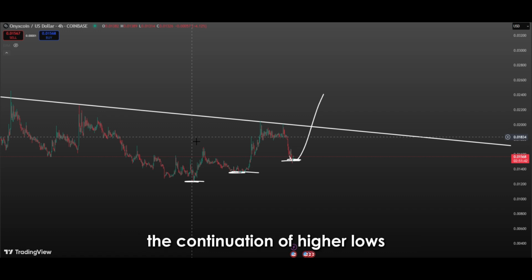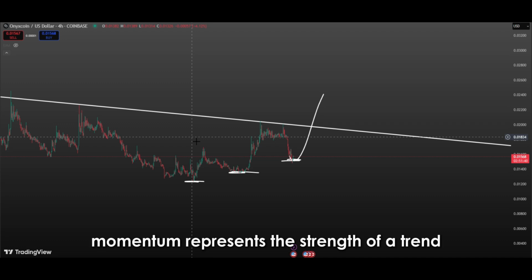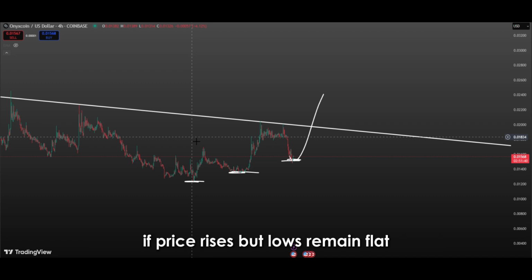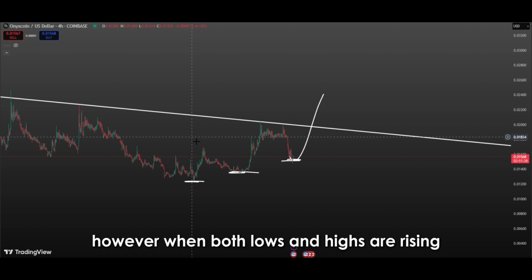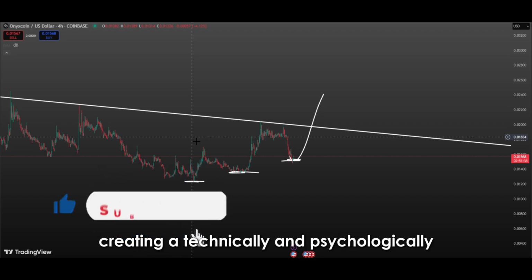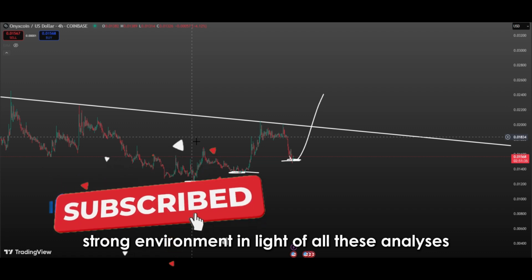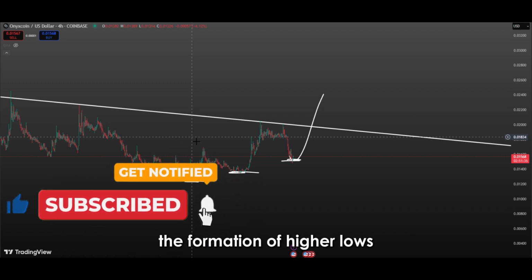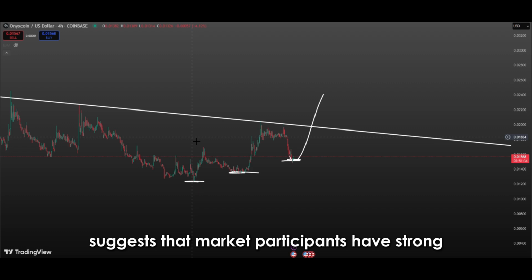The continuation of higher lows also signals that momentum is rising alongside price. Momentum represents the strength of a trend. If price rises but lows remain flat, the trend's strength can be questioned. However, when both lows and highs are rising, it means momentum is supporting the price, creating a technically and psychologically strong environment.